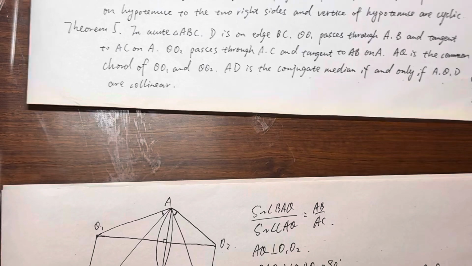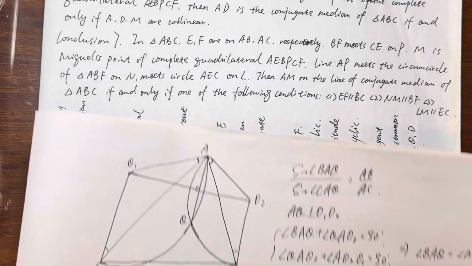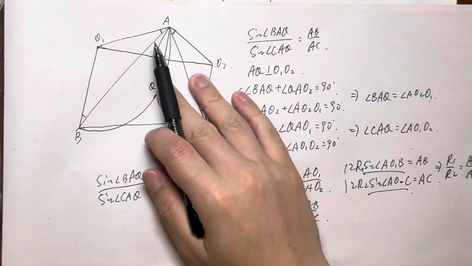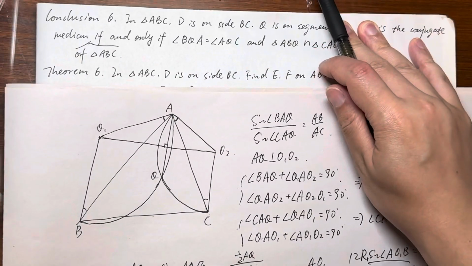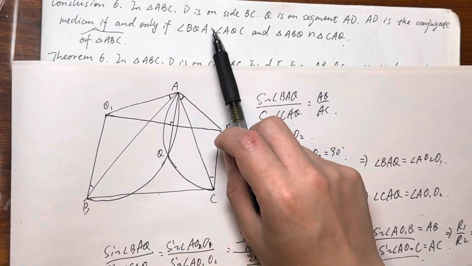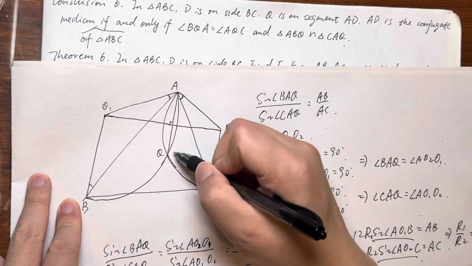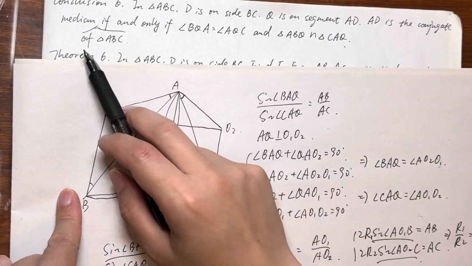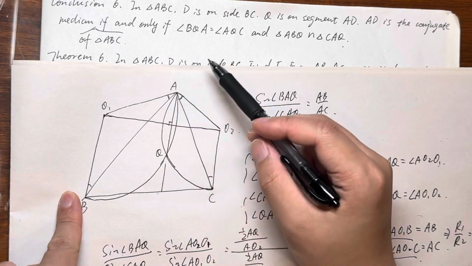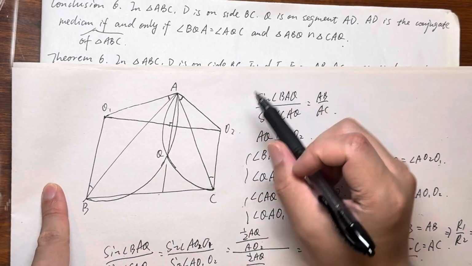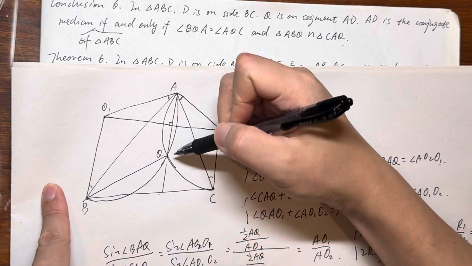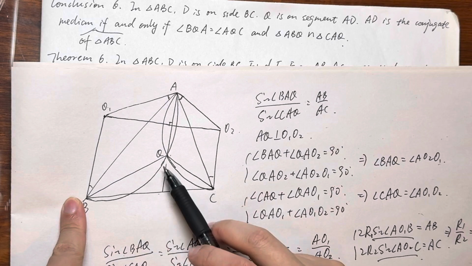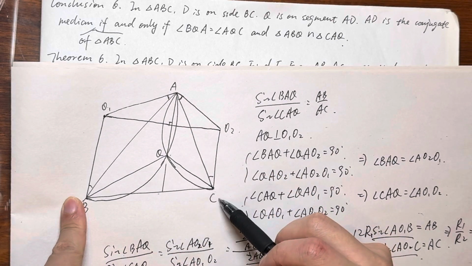Okay. That's for theorem 5. And let's look at conclusion 6. Conclusion 6 is saying that in the triangle ABC, D is on the side BC, and Q is on the segment AD. AD is a conjugate median of triangle ABC if and only if angle BQA equals angle AQC.